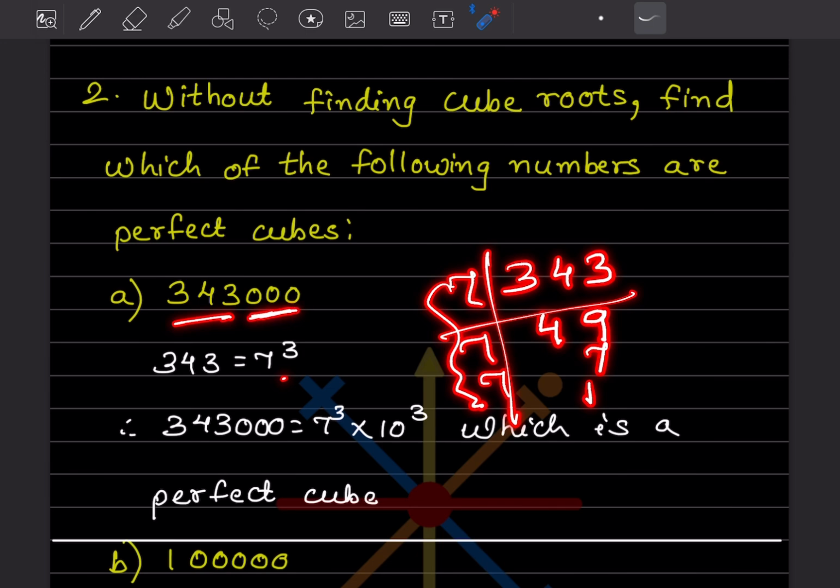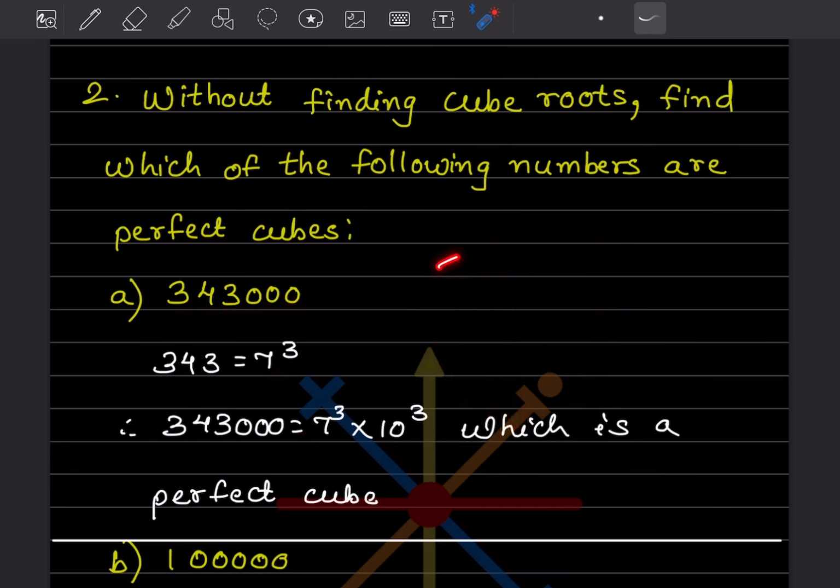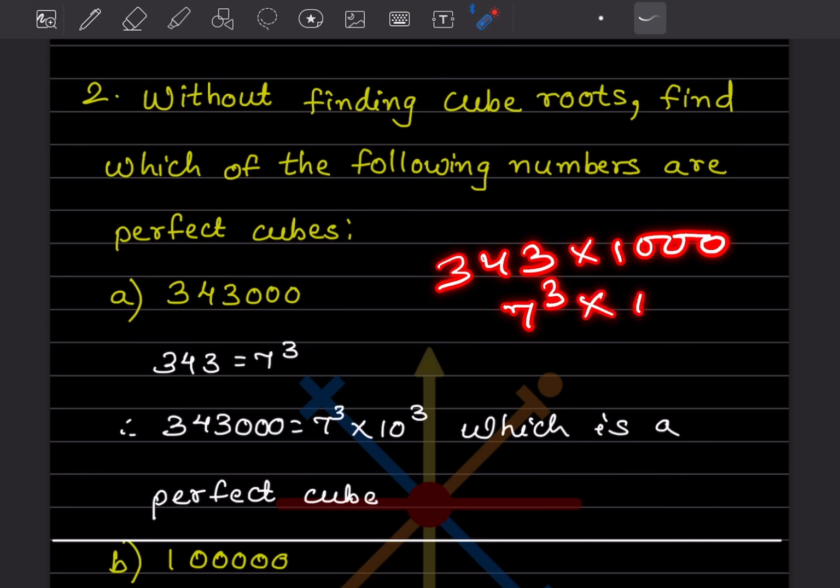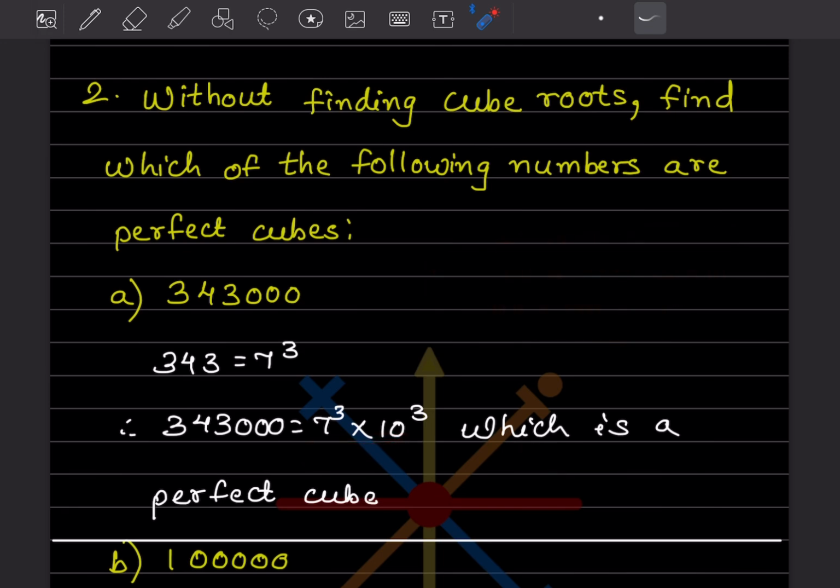Then here we have 3 zeros. 3 zeros means we can consider 343 into 1000. So 343 is 7 cube and this is 10 cube. This is what I have written here. So definitely wherever you have the cube, this is a perfect cube and not a square.